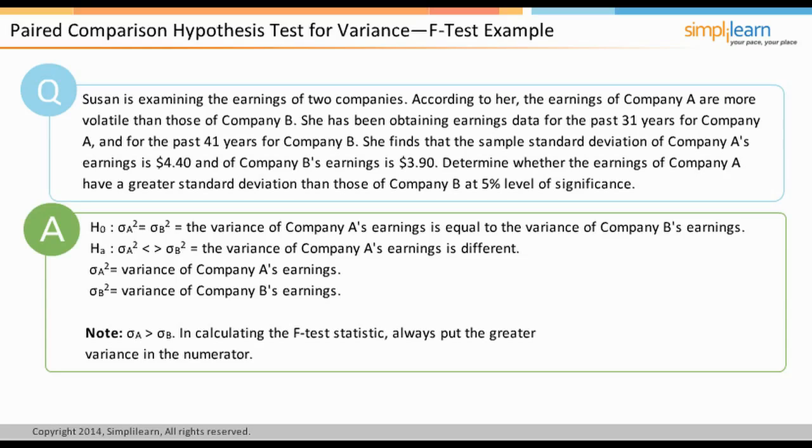Suppose one has to compare two sets of company data. Susan has looked at the earnings of two companies. She has been studying the effects of strategy, management styles, and leadership profiles on the earnings of these companies. There are significant differences in these KPIVs. She wants to know if they have an effect on the variance in the earnings. She has sample data over several decades for each company. By the given data, it can be concluded that earnings of Company A have a greater standard deviation than those of Company B. In calculating the F-test statistic, always put the greater variance in the numerator.